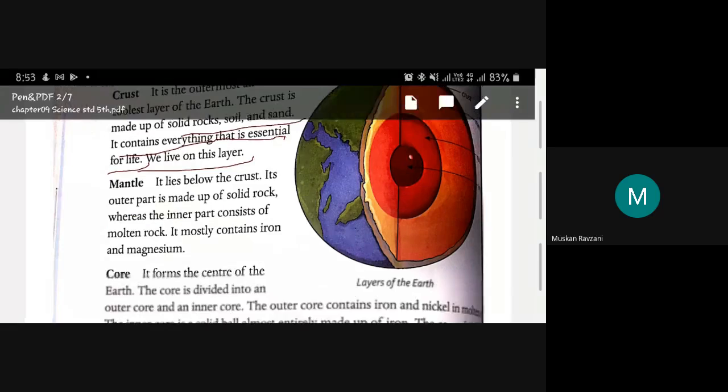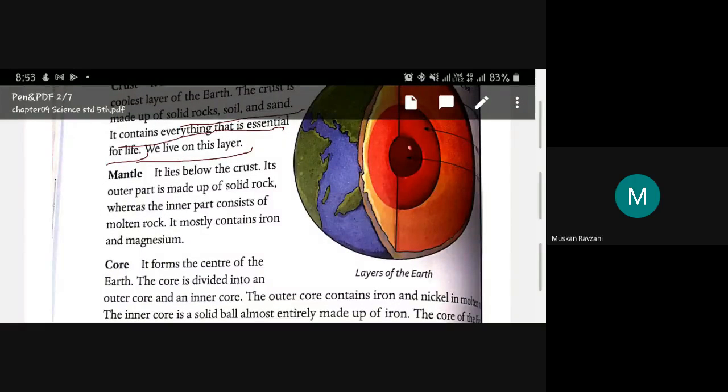Second layer, the middle layer, is mantle. Mantle lies below the crust. After the crust, the mantle starts. The top layer of the mantle is solid rock, but when you go inside the mantle, it consists of molten rock, melted because of the heat. It mostly contains iron and magnesium. This is a very important line.